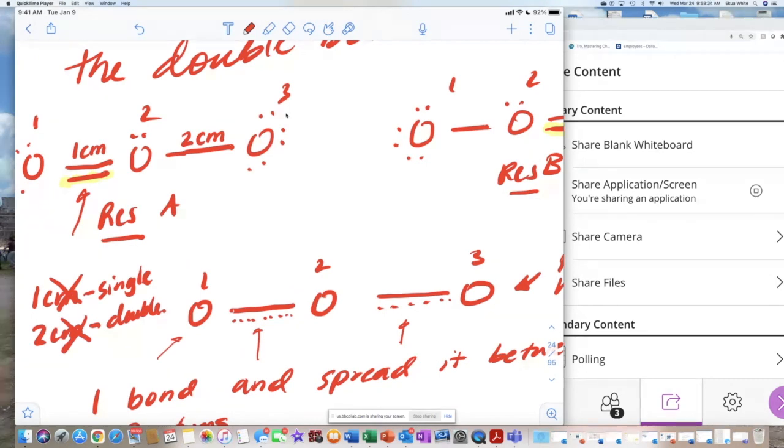They got one answer, and the answer was 1.5 centimeters. And I was like, wait, what? 1.5 centimeters? That wasn't a possible answer we had. First of all, we don't even have a bond length of 1.5 centimeters. We have 1 centimeter, we have 2 centimeters. What is 1.5?